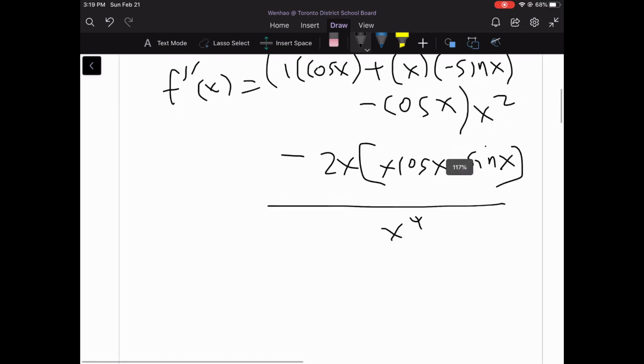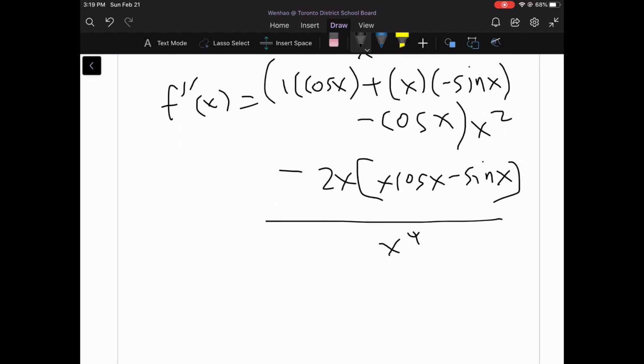Alright, we need to clean this up a bit. F second derivative of x is equal to cos x plus negative x sine x minus cos x. So these two cancel out, and there's an x term in the numerator and the denominator, so we cancel these out.